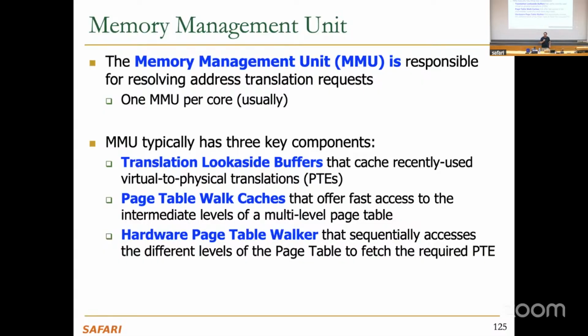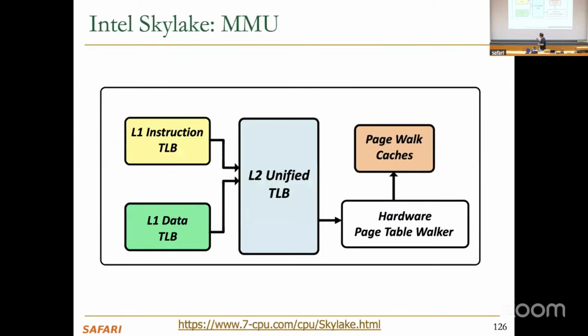There's also a hardware page table walker that sequentially accesses the different levels of the page table to fetch the required page table entry. So imagine it as a circuitry fixed in hardware that is able to go and traverse the page table for us instead of doing it at the software level. This is an example memory management unit in Intel Skylake processors where we have 2 L1 TLBs, one that stores translations for instructions, one that stores translations for data, and one L2 TLB, much larger, which stores translations for both instructions and data. And then if we miss in this TLB, then we need to perform the walk, basically.